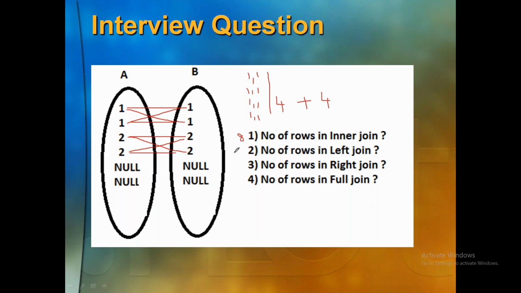So, number of rows in inner join is 8, plus 2 unmatched data. So 8 plus 2, 10 will be your answer for the second query. Number of rows in left join is 10. Number of rows in right join is also 10, because here matched data plus unmatched data in the left data set, that is 2, 10. Number of rows in full join: matched data 8, plus 2 on this side and 2 on this side, 8 plus 2 is 10, and total number of rows is 12 for the full join. Am I clear? So this is your answer.